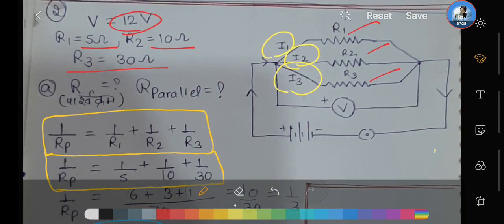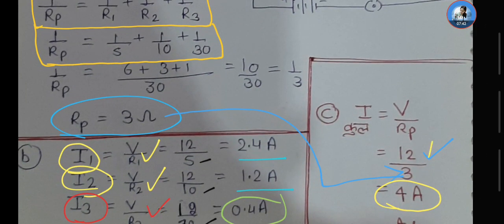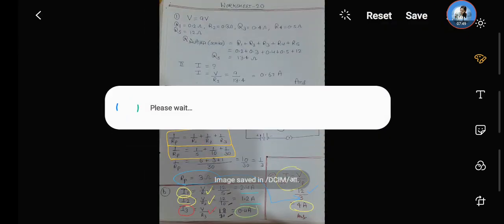First we have to calculate the resistance in parallel. Secondly we have to find I1, I2 and I3, and in the third part we have to calculate the total current. Got it? Let's move to the next question.